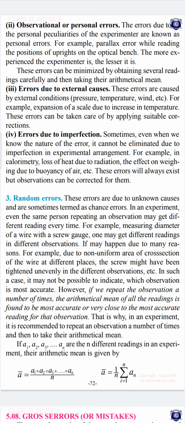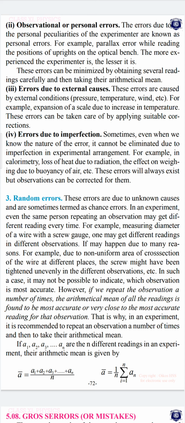4. Errors due to imperfection. Sometimes, even when we know the nature of the error, it cannot be eliminated due to imperfection in experimental arrangement. For example, in calorimetry, loss of heat due to radiation, the effect on weighing due to buoyancy of air, etc. These errors will always exist but observations can be corrected for them.